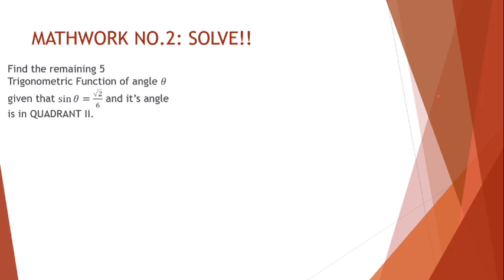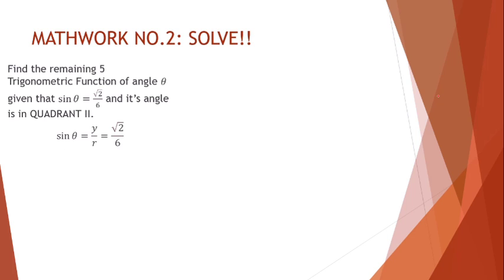Okay. Solve. So, find the remaining 5 trigonometric functions of angle theta given that sine theta is equal to square root of 2 over 6 and its angle is in quadrant 2. So, ano bang quadrant 2 natin? We have negative x and positive y.